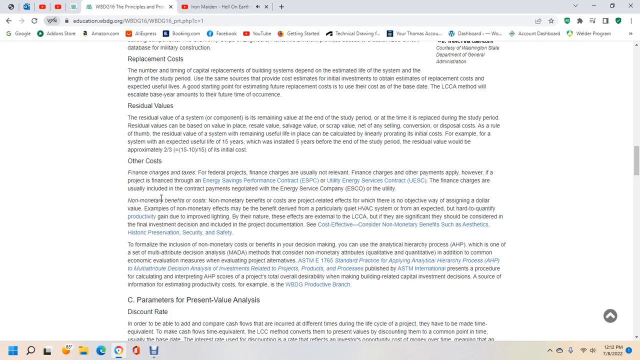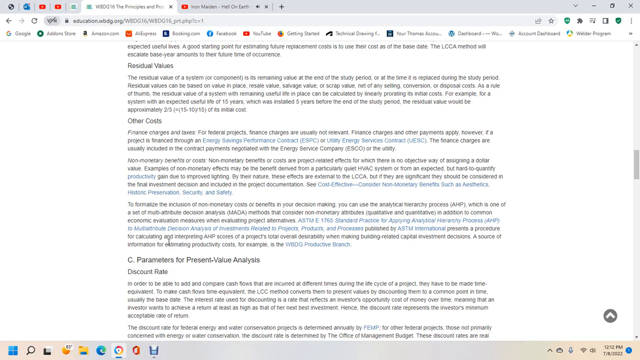Non-monetary benefit costs. Non-monetary benefits are project-related effects that have no objective way of assigning a dollar value. For example, the non-monetary benefits derived from a quiet HVAC system, or expected improved productivity gained due to improved natural lighting. These effects are external to life cycle cost analysis, but if they are significant, they should be considered and included in a final investment decision. Project documentation: cost-effectiveness considering non-monetary benefits such as aesthetics, historic preservation, security, and safety.